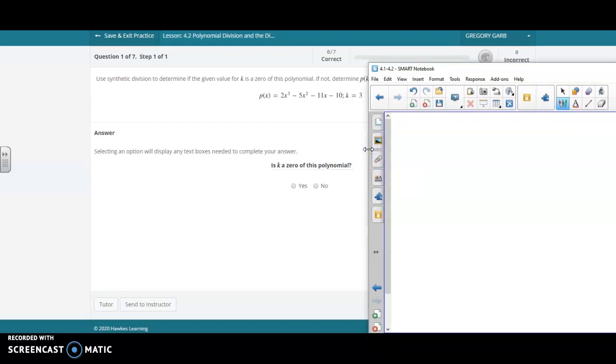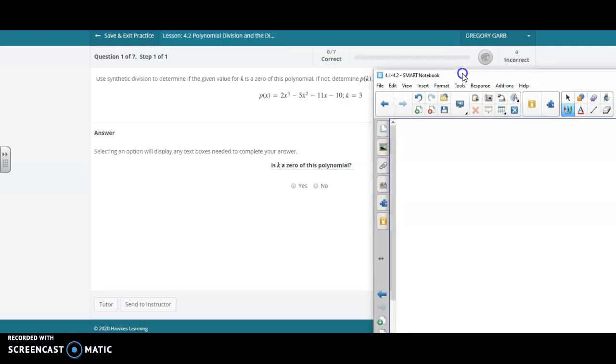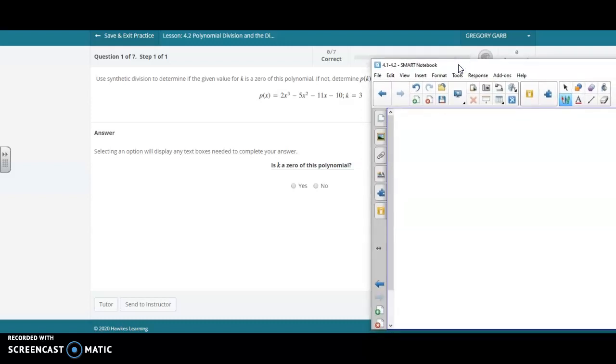We're asked to find if k equals 3 is a zero of that function. So far, the only method we know is to put 3 in for the variable to see if that balances the equation, yes or no. So if we do that carefully, we're going to have 2 times 27, minus 5 times 9, minus 33, minus 10. I have to see if that equals 0.